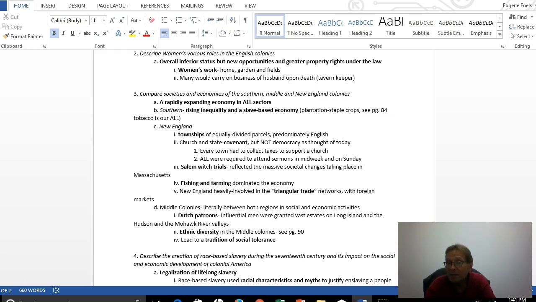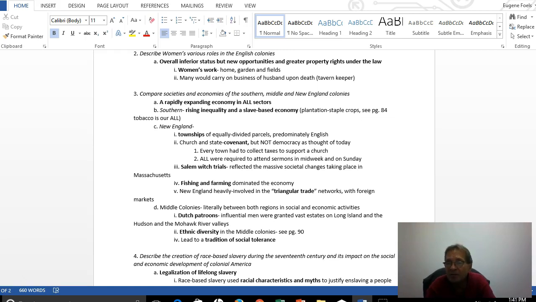At this time, in early America, every town had to collect taxes to support a church. All were required to attend sermons in midweek and on Sunday. Again, that will lead to problems. As we saw, Roger Williams will leave and establish a new colony in Rhode Island for those who object to some of these practices. In the 1690s, there were the Salem witch trials, which reflected the massive social changes that were going on in Massachusetts during that decade at the end of the 17th century.